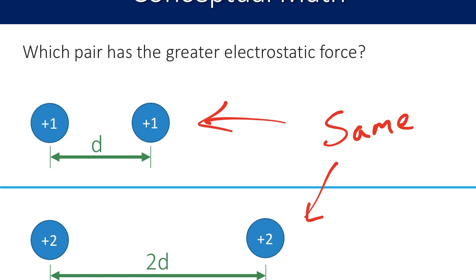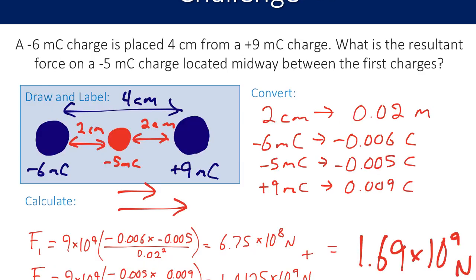Okay, so if we look here, if we have the amount of charge is 1. Here we're doubling the amount of charge, but we're also doubling the distance. So in fact, that cancels out any gain that we would have by doubling the amount of charge. So they end up having the same amount of force between them.